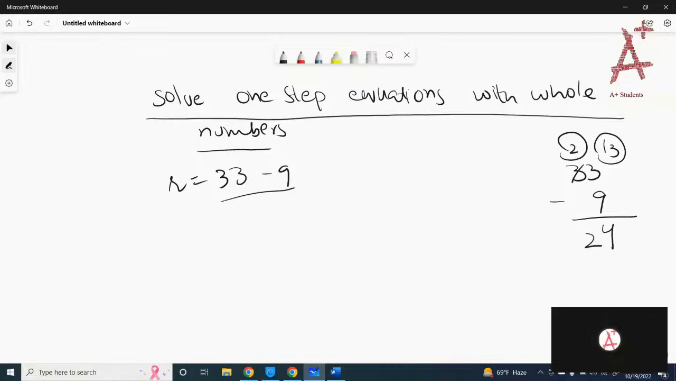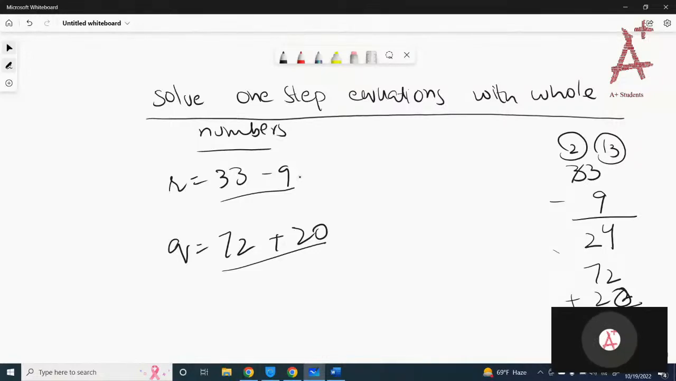Got it? Okay, the next one is q equals 72 plus 20. So you have already isolated the variable, just add them, 72 plus 20. So 2 plus 0 is 2, and 7 plus 2 is 9. So it would be q equals 92. Got it?